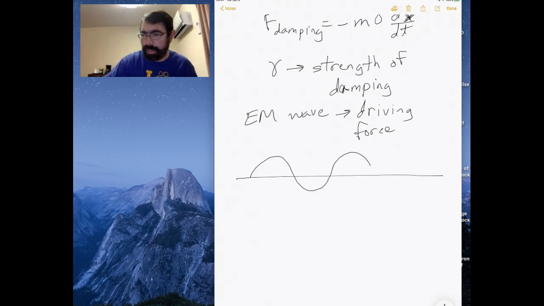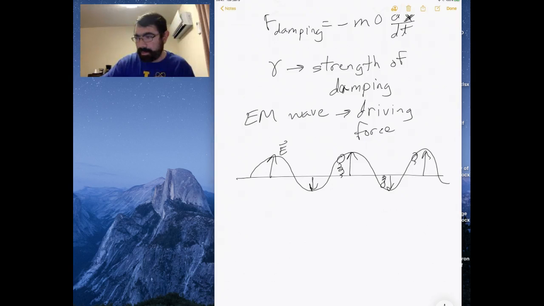So here's my wave, and that wave is going to have some amplitude. So here's my E field. So those are my E amplitudes. And then what happens is, if there's an electron here, it's going to couple to the field, and it's going to stretch that little spring. Or it's going to compress that spring.